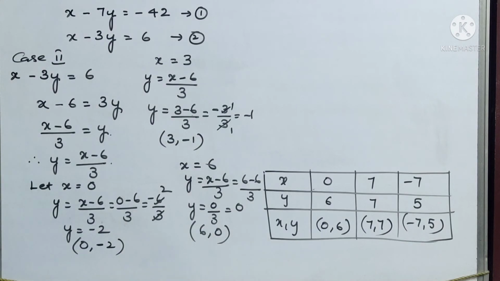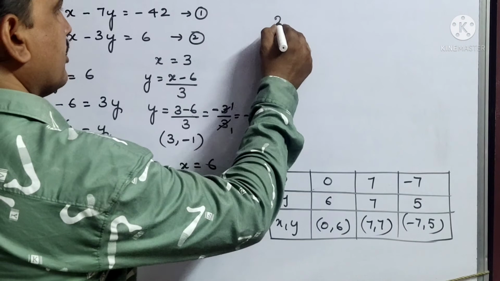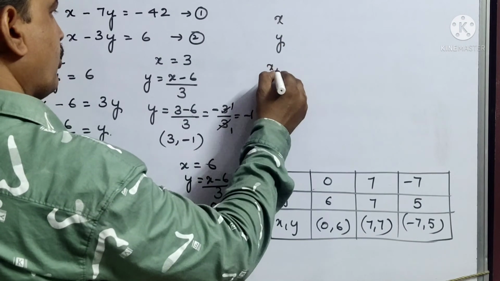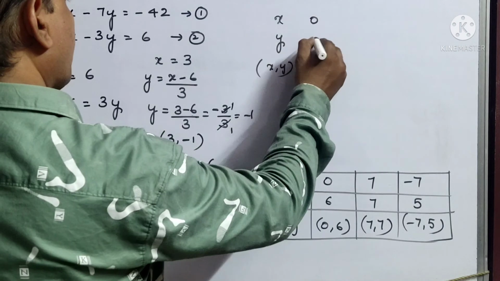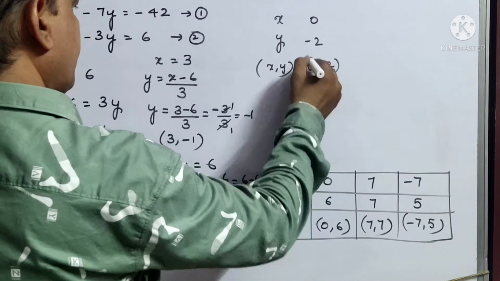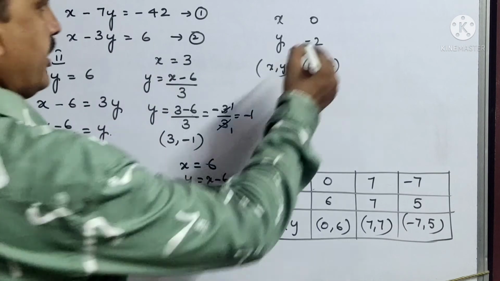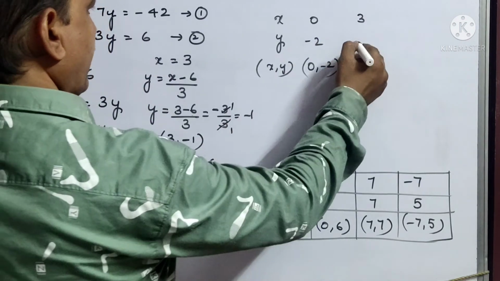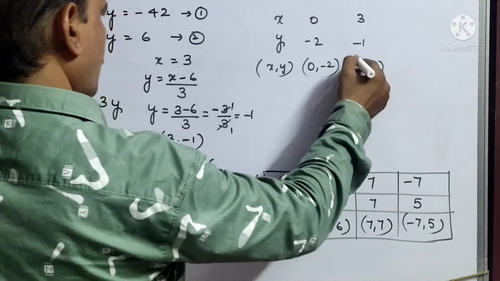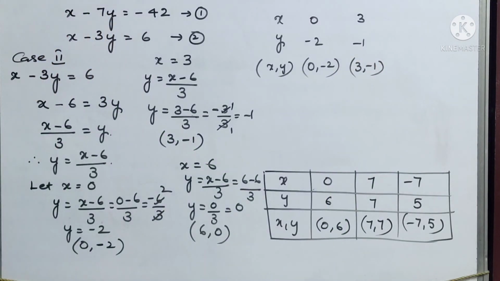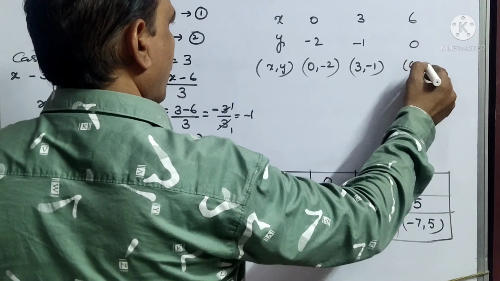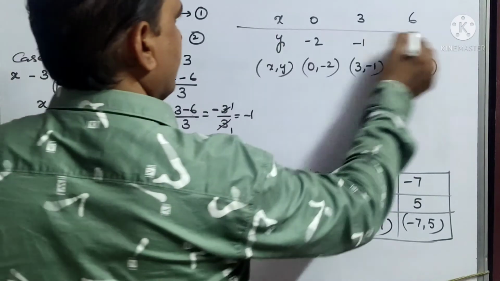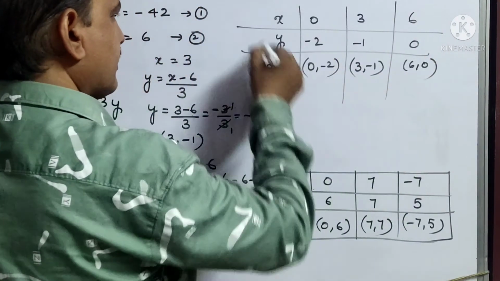Okay, now again you have to prepare one more table: x, y, x comma y. Now x is what here? 0, and you got minus 2, that means 0 comma minus 2. Next, x value 3 and y value minus 1, that is 3 comma minus 1. Next, x is 6, y you got 0, that is 6 comma 0. Okay children, now we have to draw the graph like this.